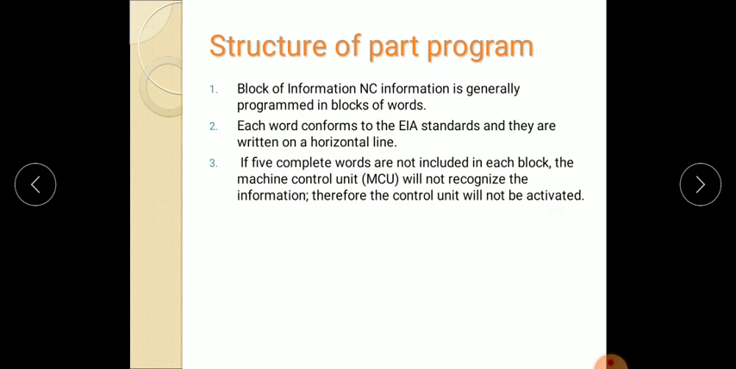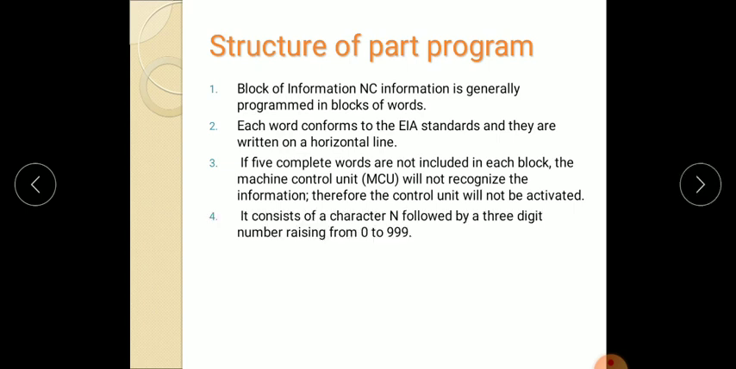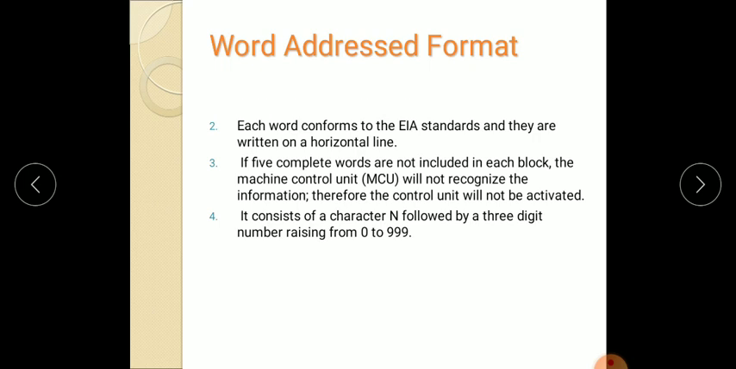If 5 complete words are not included in each block, the machine control unit will not recognize the information. Therefore, the control unit will not be activated. So normally there will be the 5 blocks in which the different coding is written. So if any one block is missing within a certain code, the machine control unit doesn't recognize the command. Next, it consists of the character N followed by a 3-digit number ranging from 0 to 999.